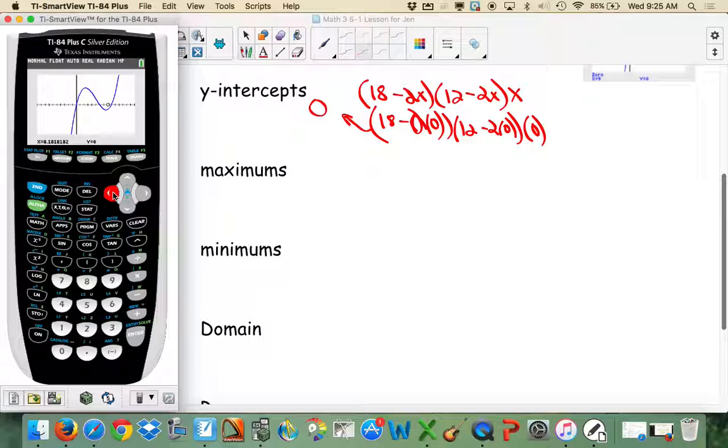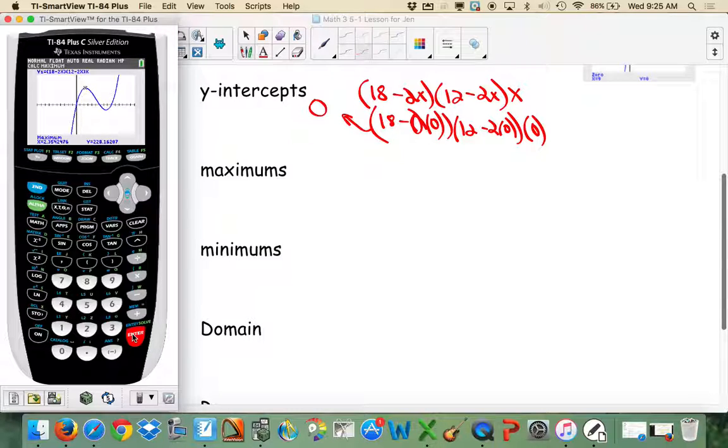So you do it the same way that we did with the zeros. You go to second, you go to calc, and this time instead of hitting 2 for zeros, I want to find a maximum. So I'm going to hit 4, right? And now I arrow over. Again, it wants the left bound. So I arrow myself over to the left of where it looks like it tops out there, and hit enter. And then it wants a right bound, so I arrow over to the right where it looks like it's going to top out. I hit enter, and then I hit enter one more time to tell it to guess.